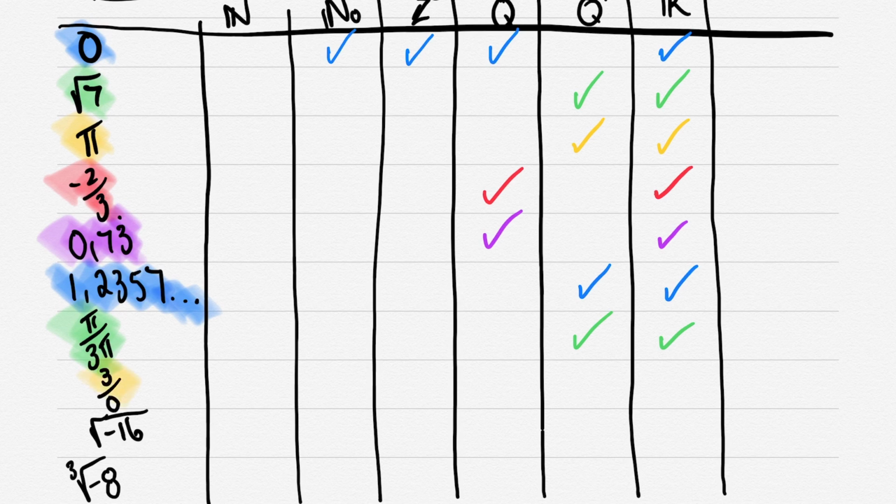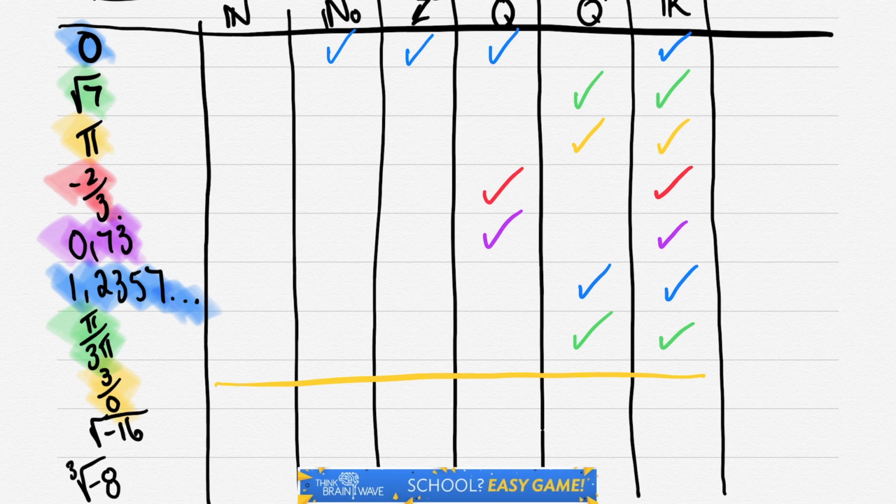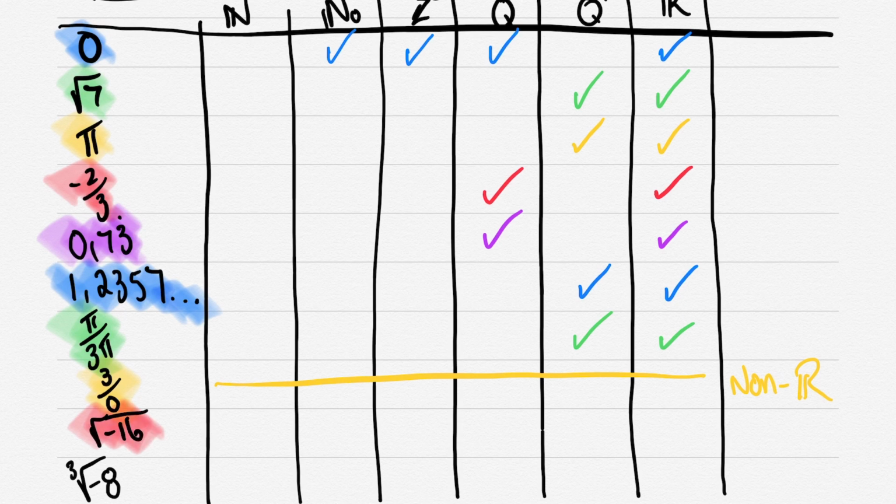3 over 0, this is the next one in yellow. Is it real? Most certainly not, because anything over 0 is imaginary. So we'll put a line through it. Now let's do the square root of minus 16. Can you have the square root of a negative number for a real number? Nope. So therefore the square root of minus 16, we'll do that in red, and we'll do the same as we did above. We'll draw a line right the way through and say that it is non-real.